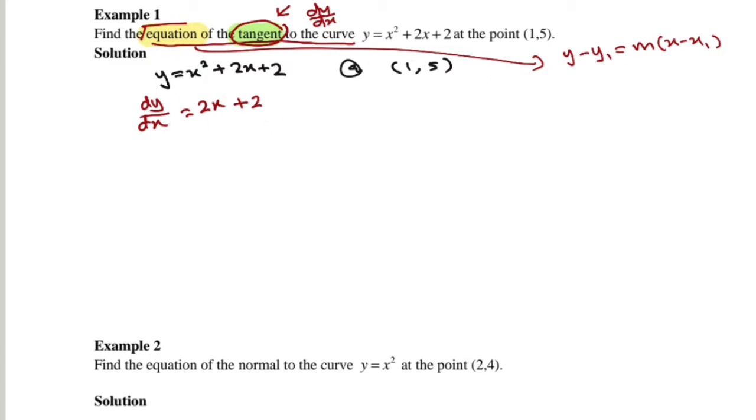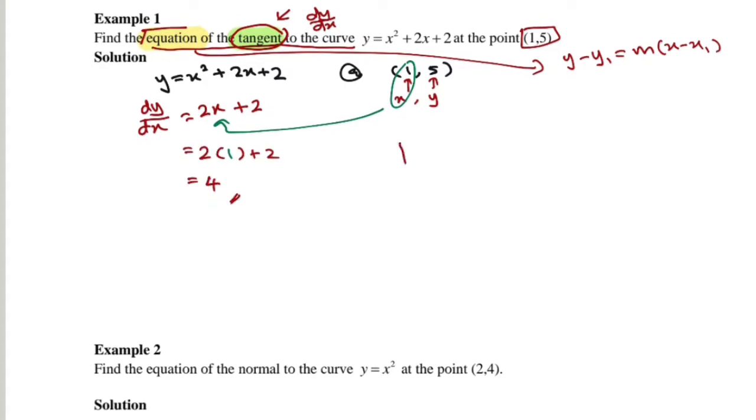But what is the value of the gradient at the point (1, 5)? So 1 is our value of x, and 5 is our value of y. Now just substitute your value of x, 1, into dy/dx. Solve it and the answer is 4.